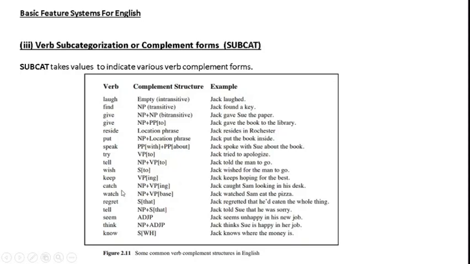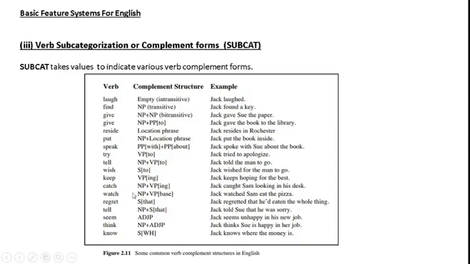It means that after the verb form or verb manifestation of catch, the structure of the remaining complement is NP plus VP ing. That means it will have a noun phrase and a verb in ing form. If you observe the verb manifestation of catch in the sentence, that is caught. After that, what can you see? You can see a noun phrase, that is Sam, and a verb phrase with ing, that is looking in his desk. Look, ing. So this is the format of this complement.